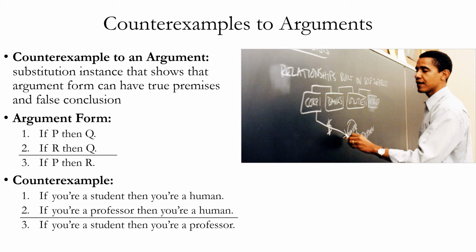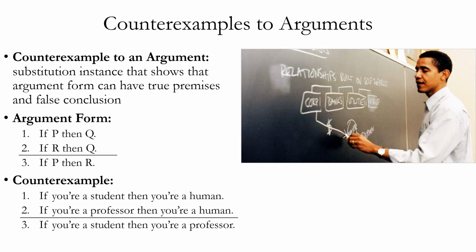So here is a counterexample that's a substitution instance of this argument form with true premises and false conclusion. If you're a student, then you're a human. If you're a professor, then you're a human. Therefore, if you're a student, then you're a professor.